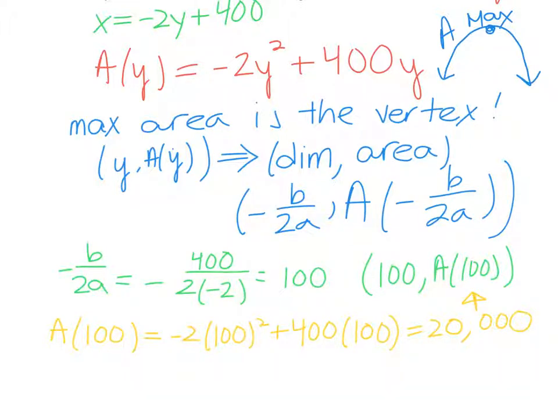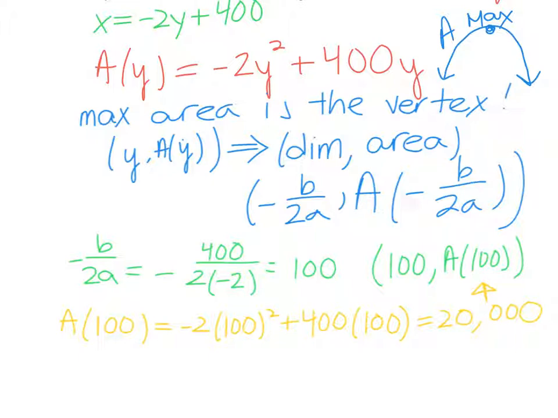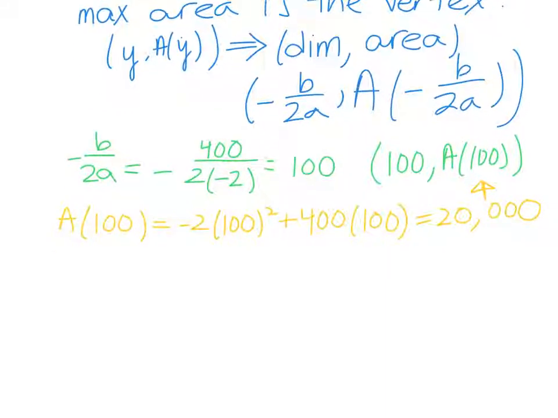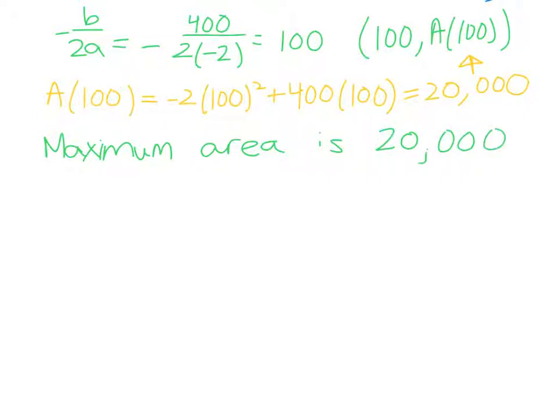Okay, so what we have here is an area and a dimension. So let's start writing some things out. And now we're ready to state our solution. So the maximum area this farmer has is what we just found, that 20,000. What are the units? We know area is square, but square what? We had feet, so 20,000 square feet.